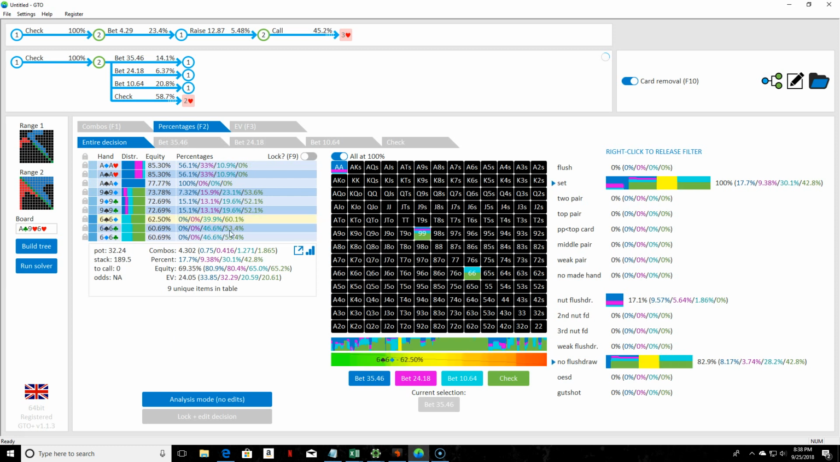So, and sixes again would be checking. So really this aces here, we're looking to throw out a big overbet. The pot size is 32.24. We're betting 35.46. The underbets, what about the underbets now?